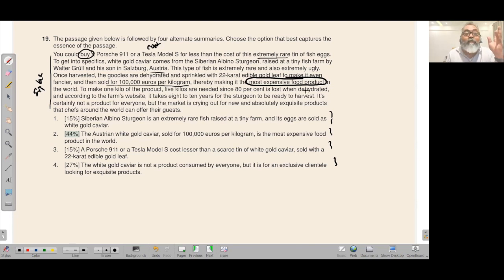So what is the point that is being made here? If you're planning to buy something, you can actually buy a Porsche for the cost of this. It is very expensive. Why is it expensive? A, because it is rare. B, because it takes a lot of time and effort to create this. Therefore, the point that is made is that the white gold caviar is the most expensive food product in the world. This is the point. And let's look at this one.